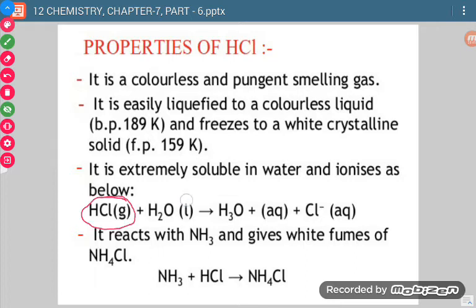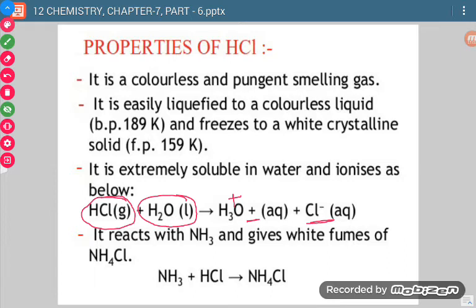This is our acid. When we take its aqueous solution, there is formation of H3O+, the hydronium ion. The positive sign is here, so it is H3O+ and Cl-. Now it reacts with ammonia and gives white fumes of ammonium chloride.